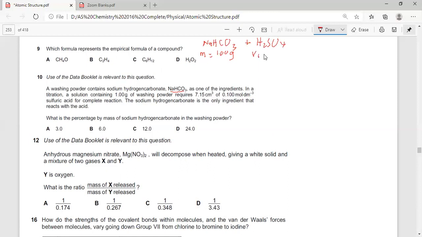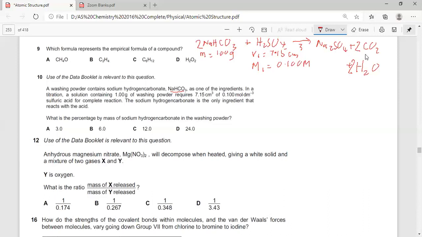They tell you V1 is equal to 7.15 cm3, and of course M1 is equal to 0.100 molarity. The balanced equation here, of course, gives sodium sulfate plus carbon dioxide. You have to know this, don't know means fail. 2 Na, so put 2 in front here. Carbon dioxide here, 2, is it not? Hydrogen 2, so 2 and 2 here, 4, so 2 here.